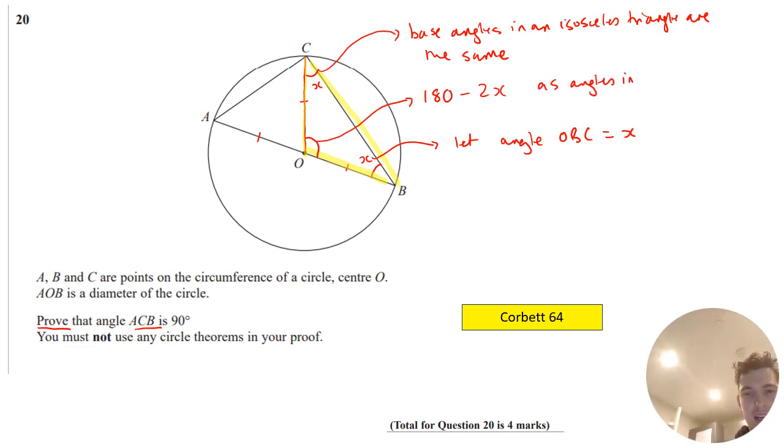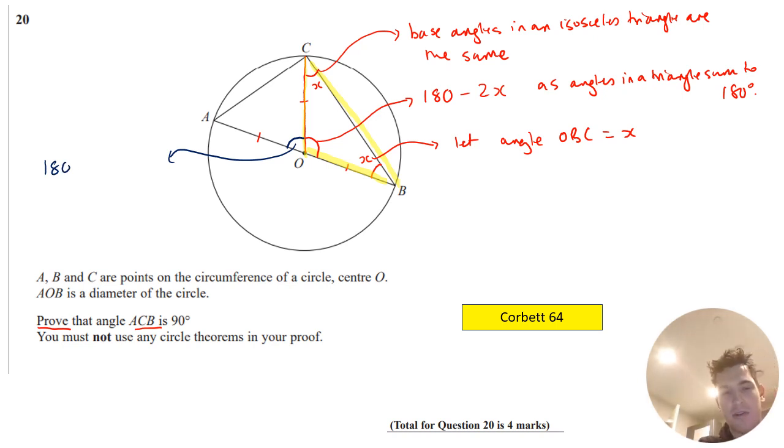As angles in a triangle sum to 180. Okay, what next? Let's change color. I think I can find this angle here, AOC, because that is on a straight line with that angle 180 minus 2x. So how do I find that angle? Well, the total angles on a straight line sum to 180, but I'm going to subtract the angle that I've already got, which is 180 minus 2x.